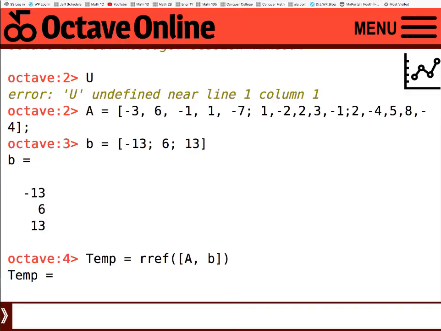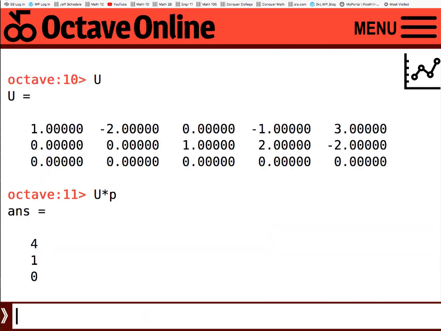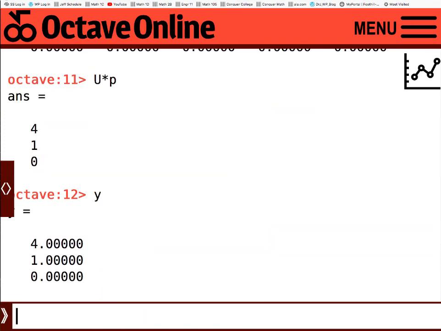Let's quickly use Octave to confirm this. P equals, we had 4, next row was 0, next row was 1, and the last 2 rows were both 0. And then let's go ahead and check u times p. Indeed, that's equal to y. 4, 1, 1. Because the whole idea is I did this.